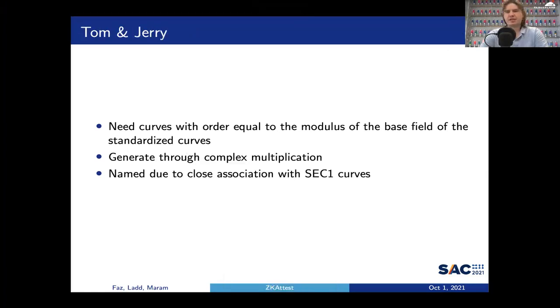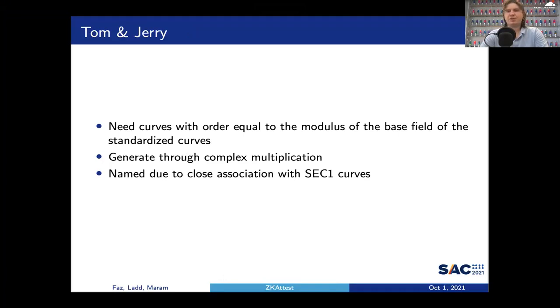Before we get into the details of the technique, we'd like to recall that there are two different groups we're going to be talking about. One group is the group of points on a standard curve, like P256. The other group is the group of points on a curve with a particular order, the field size of the P256 curve, the size of the base field.